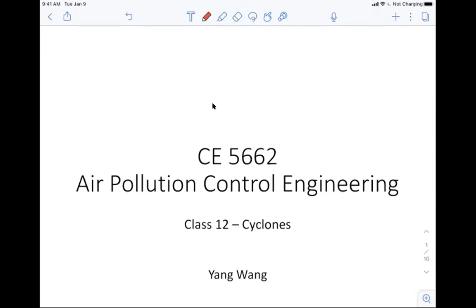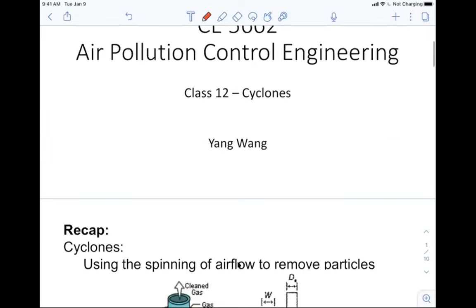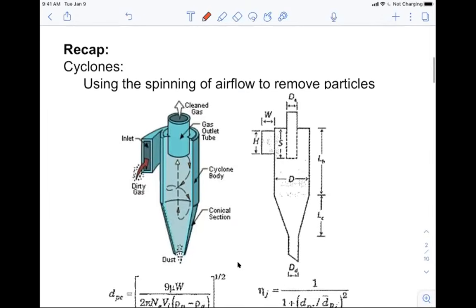Okay, so it's already 10 and let's get started, all right? So this class, we're going to finish the discussion on the cyclones. So it's more about the mathematical design and calculation of the cyclone systems. So before that, let's do a quick recap of our last class, right? So last class, we mainly talked about the mechanisms of cyclones, right?